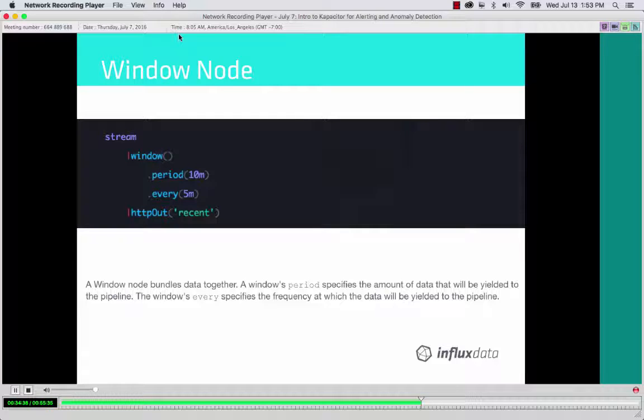So suppose your data comes in at some fixed interval. Half of your data from the previous window would be in the next window as well.